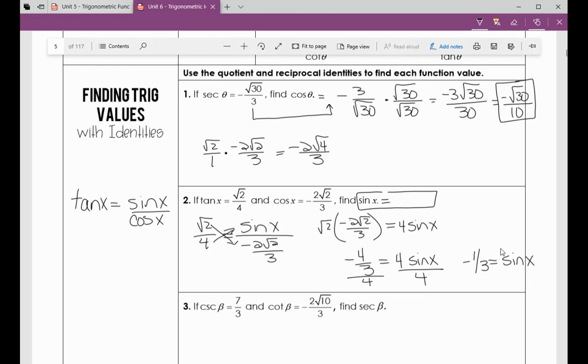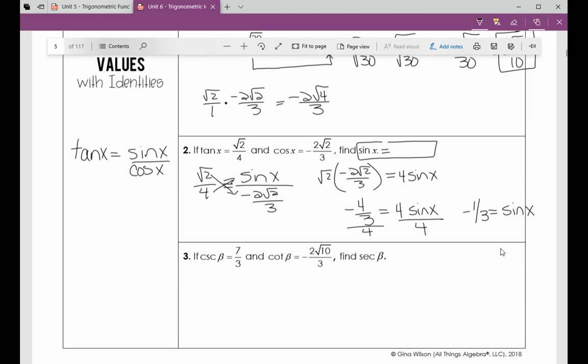Okay. Now, number 3 doesn't directly relate cosecant to cotangent to find secant, okay? But what I can do is I can use the fact that cotangent is equal to cosine over sine. Now, the reason I'm choosing that one is because cosecant's reciprocal is sine and secant's reciprocal is cosine. So if I can use that information and figure out what cosine is, I can flip it and it gives me secant. So what I'm going to do first and foremost, I'm going to change that to sine beta, which means I'm going to take 7 over 3 and I'm going to flip it.